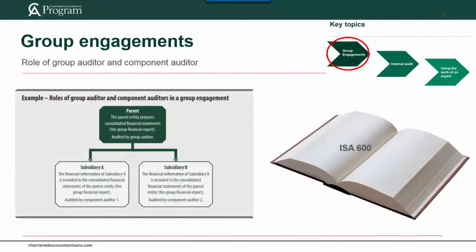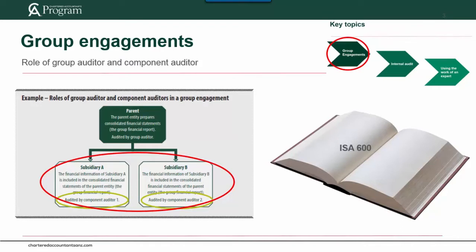This diagram provides a simple example of the role of each in a group engagement. The parent entity prepares a consolidated financial statement, or group financial report, which is audited by the group auditor. Note that in practice, the group auditor generally audits the parent entity, which is also a component of the group, and may also perform the work over some other components of the group where appropriate. The financial information of Subsidiary A and Subsidiary B is included in the consolidated financial statements of the parent entity. Subsidiary A is audited by Component Auditor 1, and Subsidiary B is audited by Component Auditor 2.